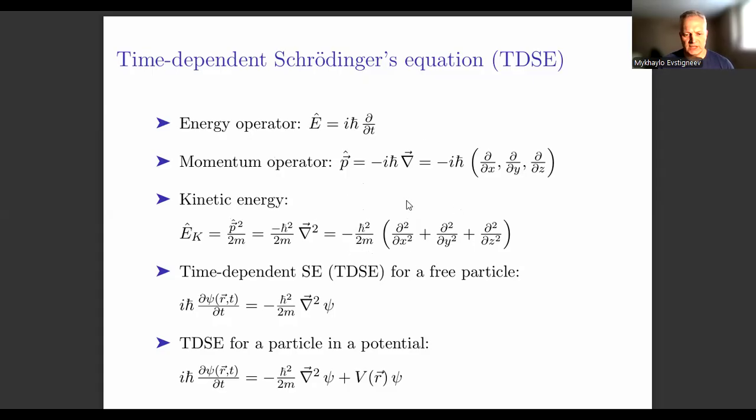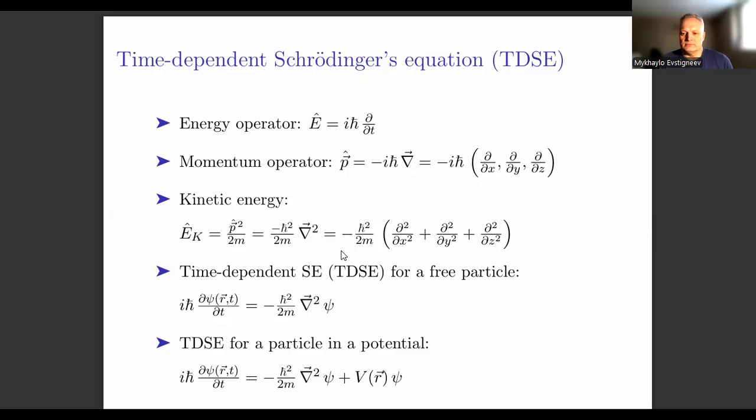So having written down all these expressions for the operators, energy, momentum, and the kinetic energy, we can formulate the time-dependent Schrödinger's equation for a free particle, which says that the energy operator and the kinetic energy operator acting on the wave function must give you the same result, because all energy of a free particle is its kinetic energy.